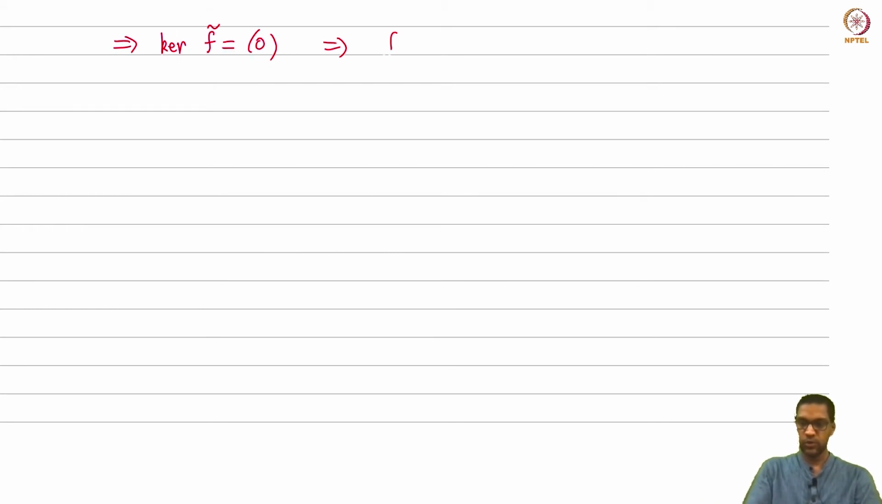This implies f tilde is also 1 to 1. Okay, so it's a 1 to 1, I mean it's an injective map if you wish. So it's a 1 to 1 and onto map, therefore it is an isomorphism. Okay, which is what we needed to prove. Okay, good.